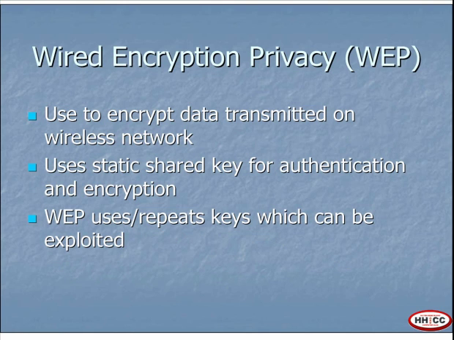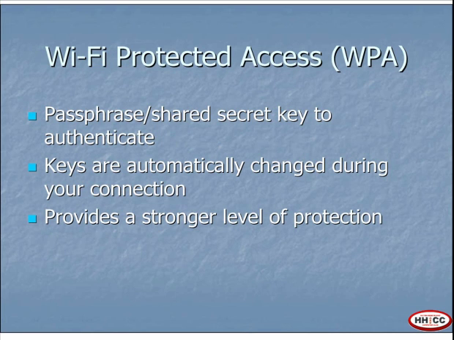The first encryption is WEP, or Wired Equivalent Privacy. It's used to encrypt data transmitted on the wireless network. It uses a static shared key for authentication and encryption. And WEP uses and repeats the keys and therefore can be exploited quite easily. It's not recommended.